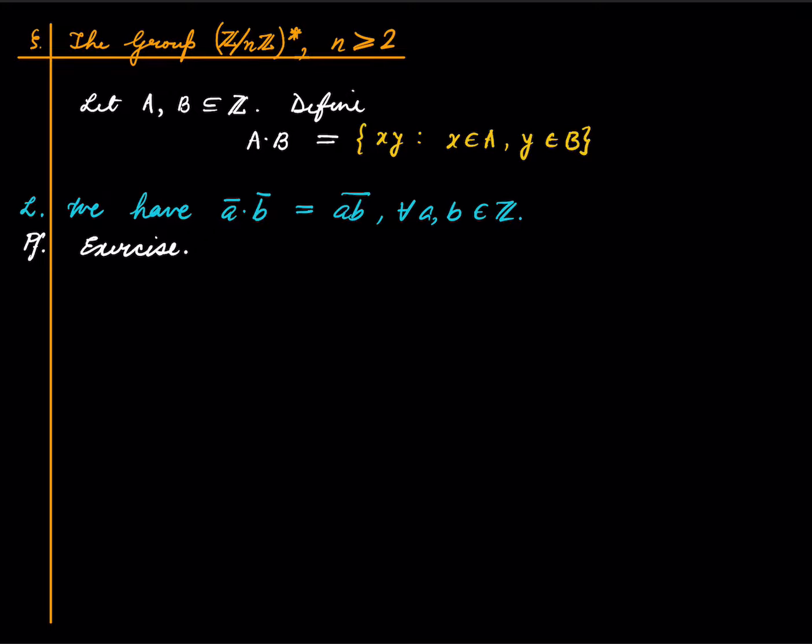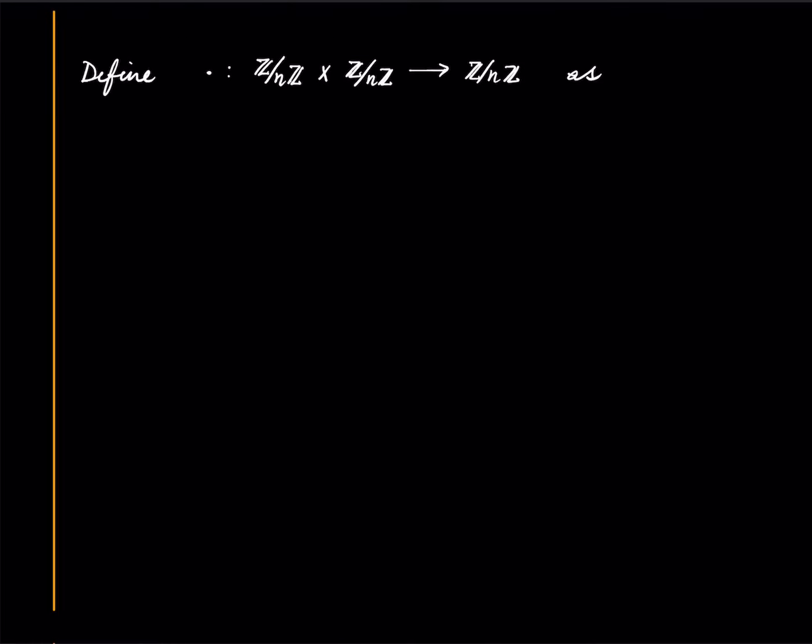And now we can hope to define a binary operation on Z mod nZ, another binary operation I should say. We have already defined one the last time. So this time the binary operation will make use of the multiplicative structure that we just discussed. So what we'll do is we'll take a bar comma b bar and send it to a bar dot b bar, which we just saw is equal to ab bar.